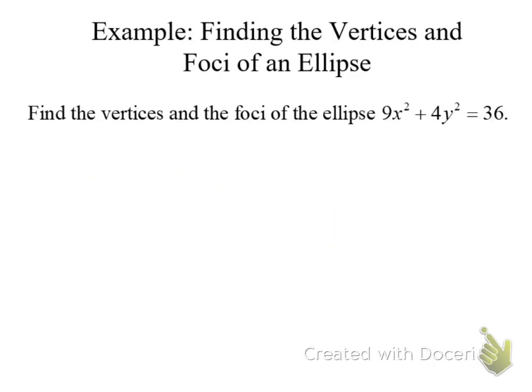When it wants me to find the vertices and the foci of the ellipse, in this case, notice it's not set up in standard form, and so we need to get it into standard form. Standard form means I have a 1 where that 36 is. So the first thing I'm going to do is divide everything by 36.